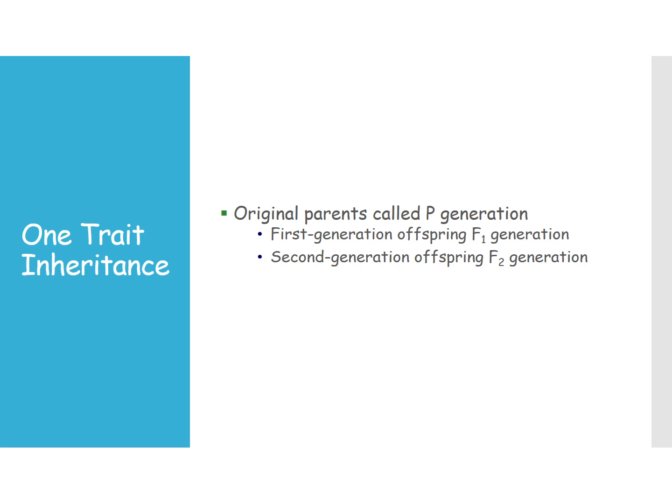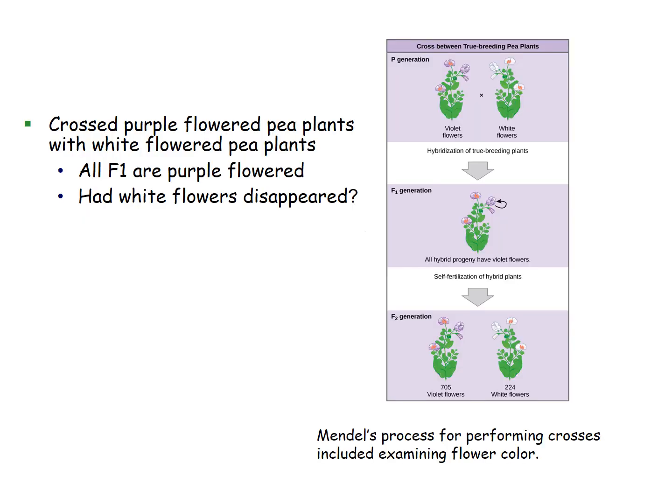In one-trait inheritance, you're looking at the inheritance of just one trait. The original parents in a cross are known as the P generation or parental generation. Descendants of the P generation would be the first generation, or the F1 generation, which represents first filius, filius being Latin for son. Crossing members of the F1 generation then generates the second generation of offspring, or the F2 generation.